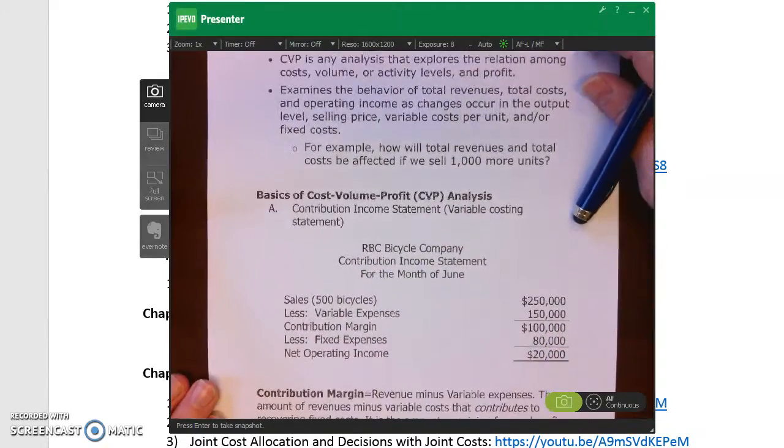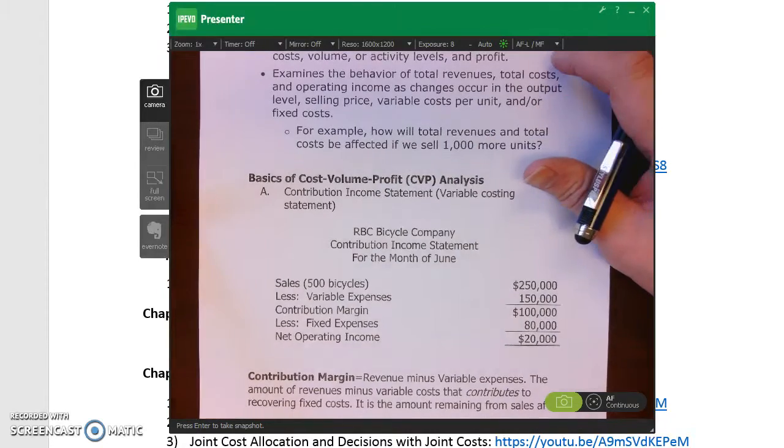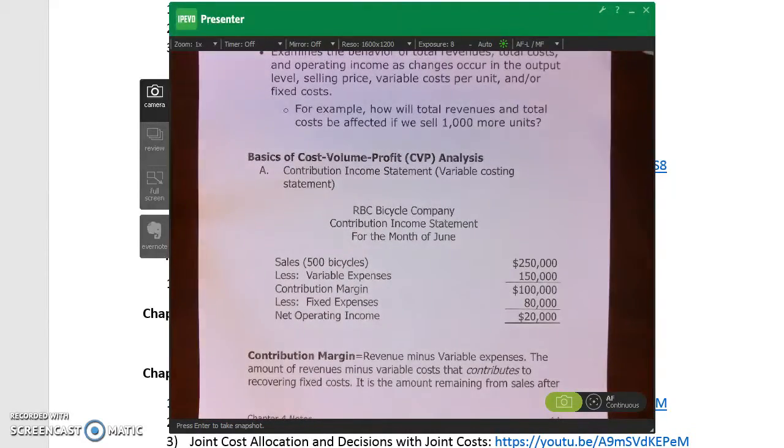Okay? So we say over here, one thing that can help us with cost, volume, profit analysis is to use the contribution income statement, which is also known as the variable costing income statement. Okay? And so this one breaks out costs differently than our traditional income statement that we use for financial reporting.